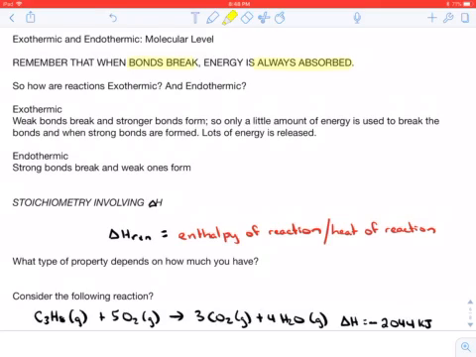So how are reactions exothermic and endothermic? Well, in an exothermic reaction, we have weak bonds breaking, and stronger bonds form. So only a little amount of energy is used to break the bonds, and the strong bonds are formed, so lots of energy is released. And so basically we have a net release of energy, is a way to think of it.